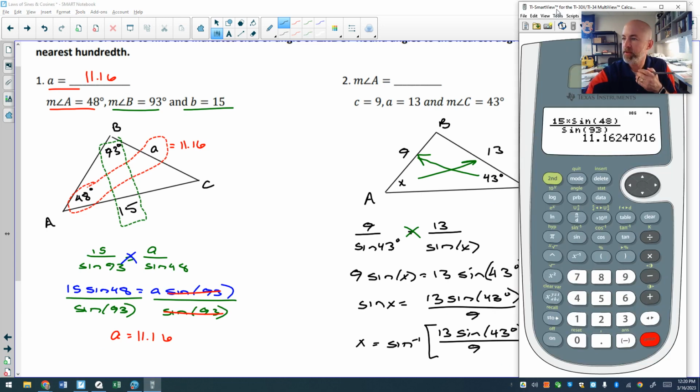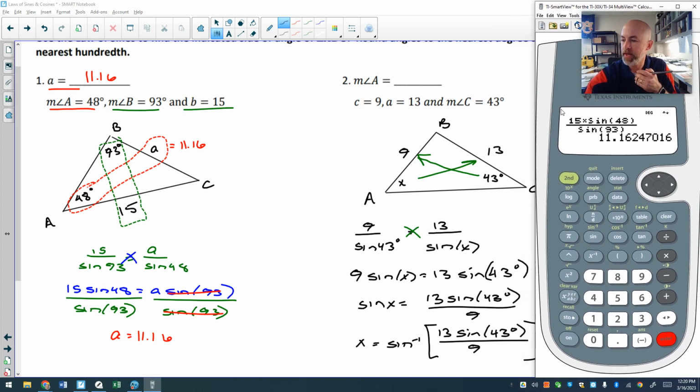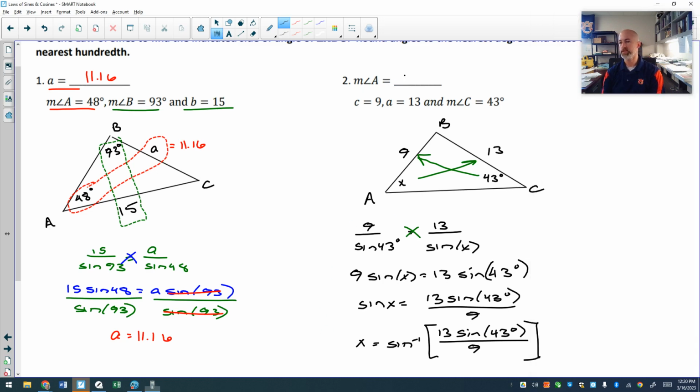I'm going to pull up my calculator, and I think I can see everything there. I can. So I need the inverse sine, second inverse sine. I'm going to hit my top bottom fraction, so everything's easier to see. 13 times the sine of 43 degrees, arrow down to my denominator. And my denominator is 9, and hit enter. And I'm getting an angle of 80 point, and that would round to 80.10.